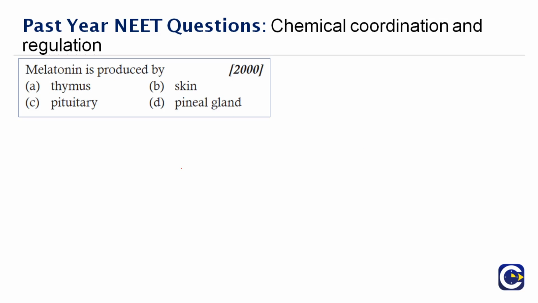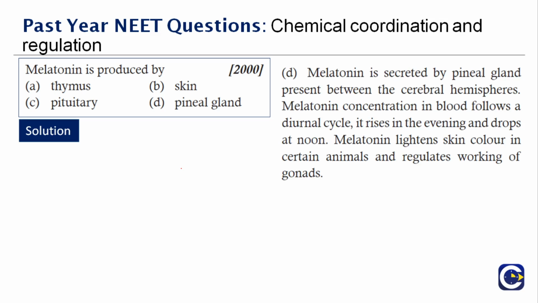Next question here. Melatonin is produced by dash. Very easy question. It's a repeated question. Melatonin is secreted by the pineal body, and that is associated with the brain. It is present between the cerebral hemispheres. Melatonin concentration in the blood flows in a diurnal cycle. It rises in the evening and drops at noon. Melatonin lightens the skin color in certain animals and regulates working of the gonads. Therefore, the right answer to this question is option D.